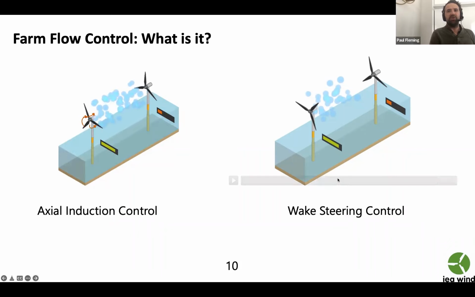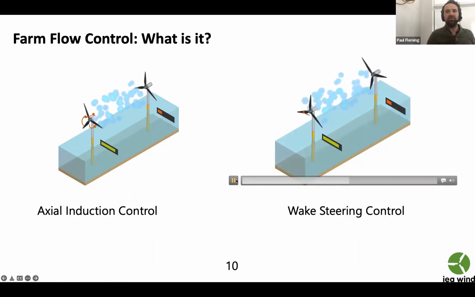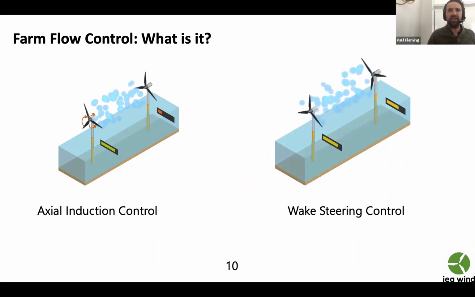Another concept is called wake steering, where some axis is used and changed to redirect the direction the flow takes following the upstream turbine. So in this example, the turbine is yawed, and the flow is steered away from a downstream turbine. These are the two broad classes, I would say, of wind farm flow control.